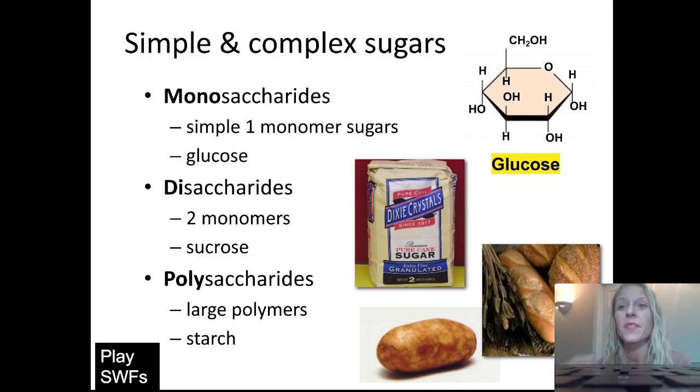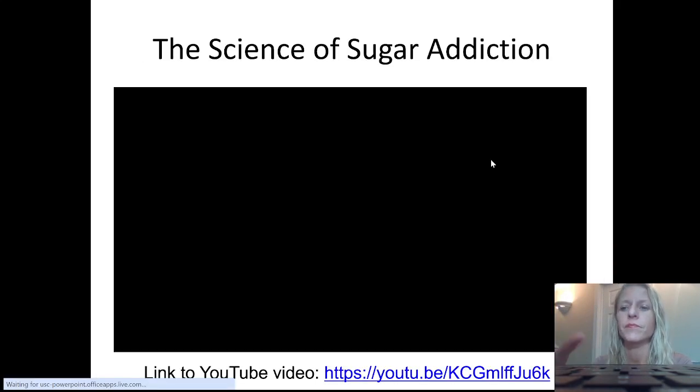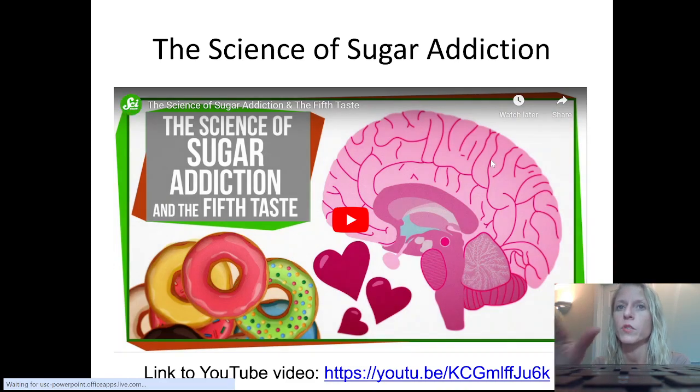Then we have our polysaccharides. Poly means many. So this is going to be many small sugars attached together. These are big sugars. And these are things like starch. Okay, I'm going to let you watch this in your own time.